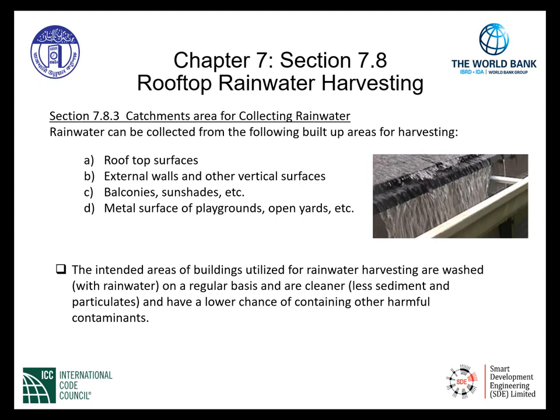We can collect rainwater from rooftop surfaces, external walls and other vertical surfaces, balconies, sunshades, metal surface of playgrounds, open yards, etc. The intended areas of buildings utilized for rainwater harvesting are washed with rainwater on a regular basis and are cleaner. There is less sediment and particulates on these surfaces and have a lower chance of containing other harmful contaminants.